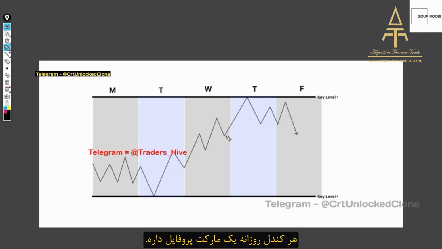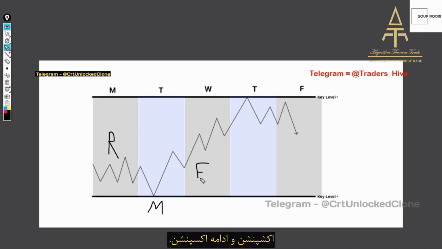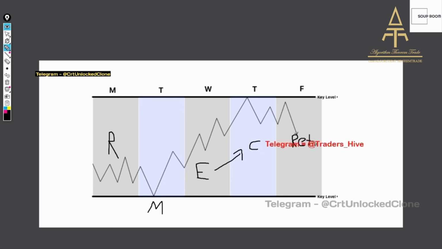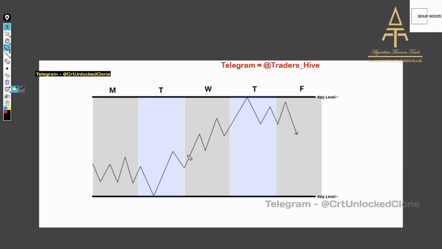Every single daily candle has a market profile attached to it. We have a range. We have manipulation. We have an expansion. We have continuation of that expansion. And then we have a retracement. Right? Now, to get deeper within each daily candle, within each daily profile, there are lower time frame profiles as well. These profiles can all be viewed on a 4-hour time frame. Okay?